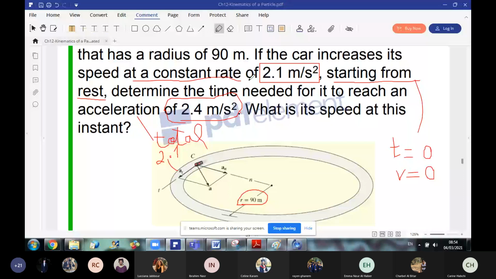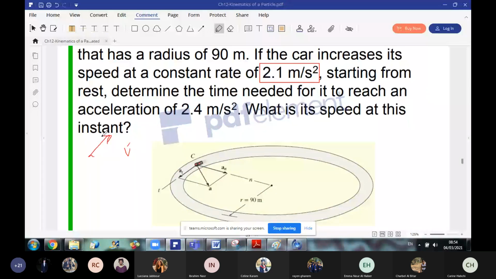We know that an, by definition, is equal to v squared over R. R is fixed, the radius of the circle is fixed. So R is not changing, but v is increasing, because I am accelerating. So because v is increasing with time, an will increase with time. To find how an is increasing with time, I should calculate the expression of v.